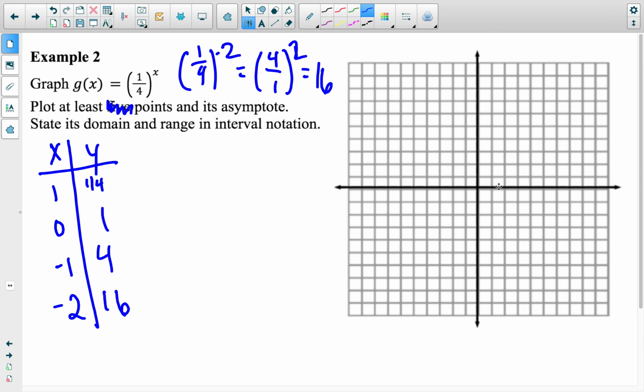All right, so let's plot these. Over 1 up 1/4, 0 up 1, -1 up 4, and then -2 up 16 would be way up here. So we're just going to come down this way. See that? All right, and this is an exponential decay function. Why is my pen not working? Hello? Oh, now it catches up.